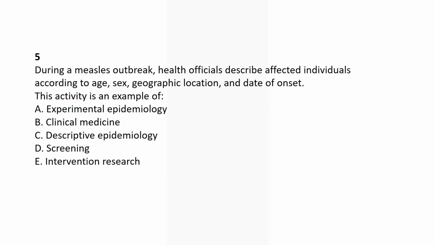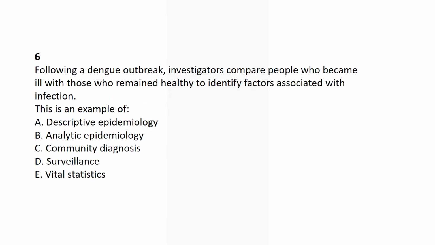Question number five. During a measles outbreak, health officials describe affected individuals according to age, sex, geographic location, and date of onset. This activity is an example of option A, experimental epidemiology, B, clinical medicine, C, descriptive epidemiology, D, screening, and E, intervention research. Descriptive epidemiology. Yes, right answer.